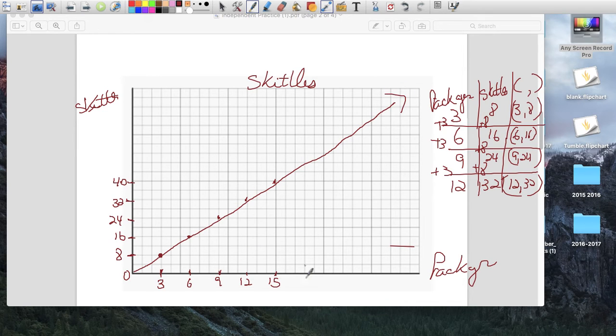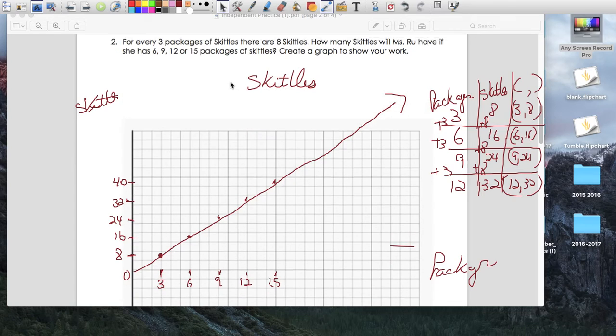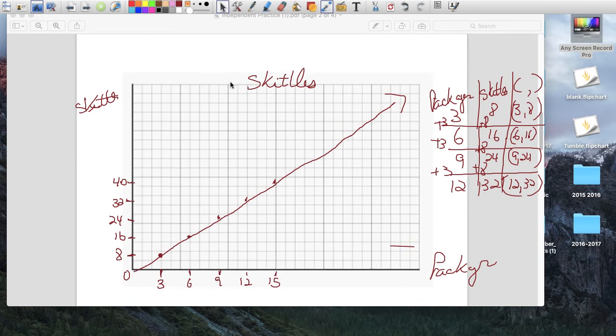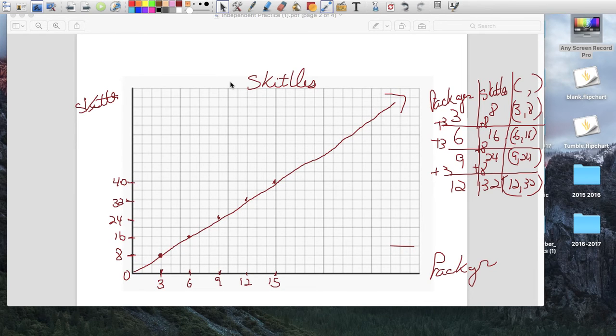And I could ask you questions about numbers over here, in this area. Even though you didn't ask how many Skittles will I have with 15 packages, I will have 40. So let me go back to the question. It's 3, 6, 9, 12, and 15. Oh, it did ask about 15. So 3 packages, I'll have 8 Skittles. 6 packages, I'll have 16 Skittles. 9 packages, I'll have 24. 12, I'll have 32. And 15, I'll have 40.